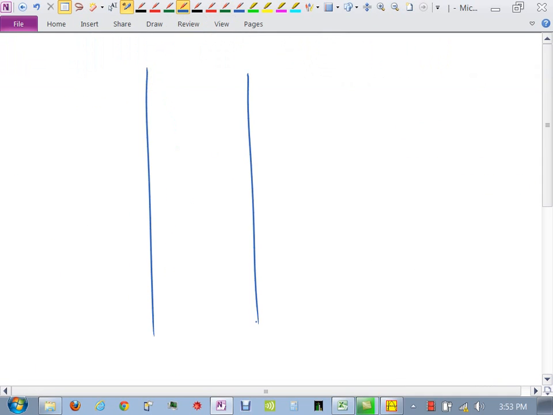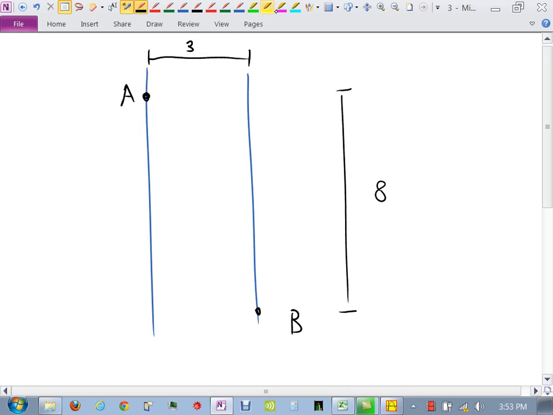River. Point A. Point B. We know it was 8 miles this way. We know it was 3 miles this way. And what I'm kind of guessing is that I'm going to be able to go across and then down, right?